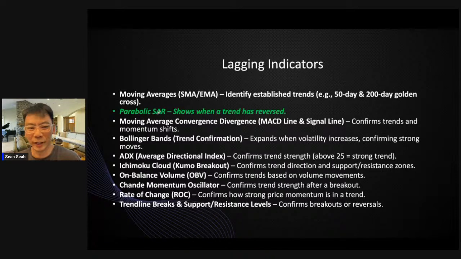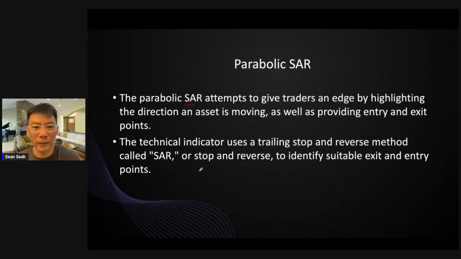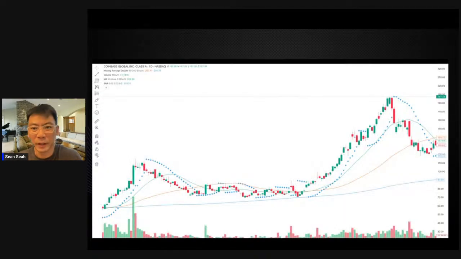You can actually look at another one called Parabolic SAR. Parabolic SAR attempts to give traders an edge by highlighting, again, the trend. Is it uptrend? Is it downtrend? And why is it called SAR? It's called stop and reverse. Means that the trend is going to reverse. The trend is going to change. So it's a very clear indicator. This one is very, very cool. So let me show you what Parabolic SAR looks like. Let me go to the charts again.